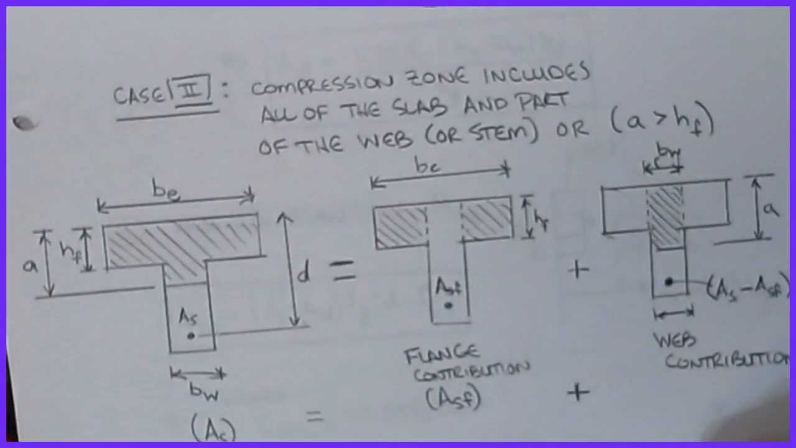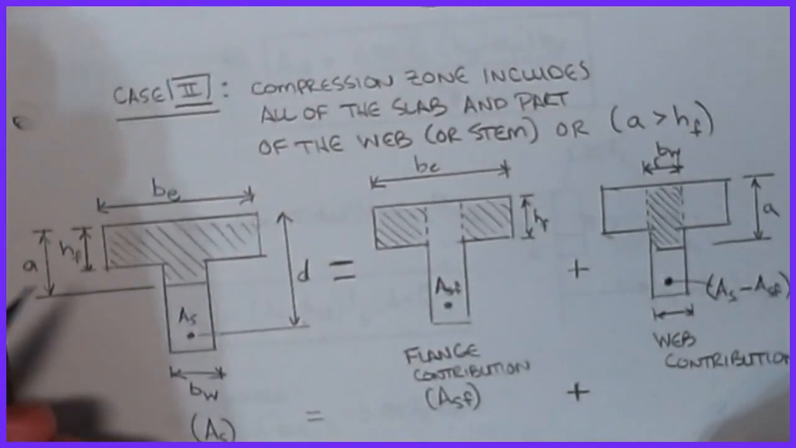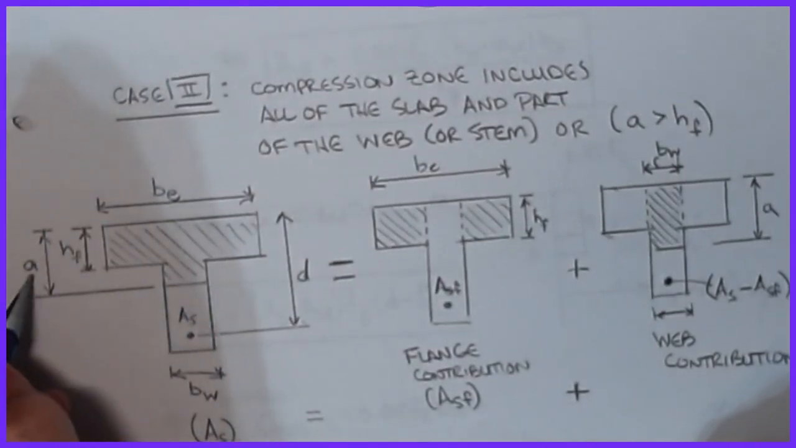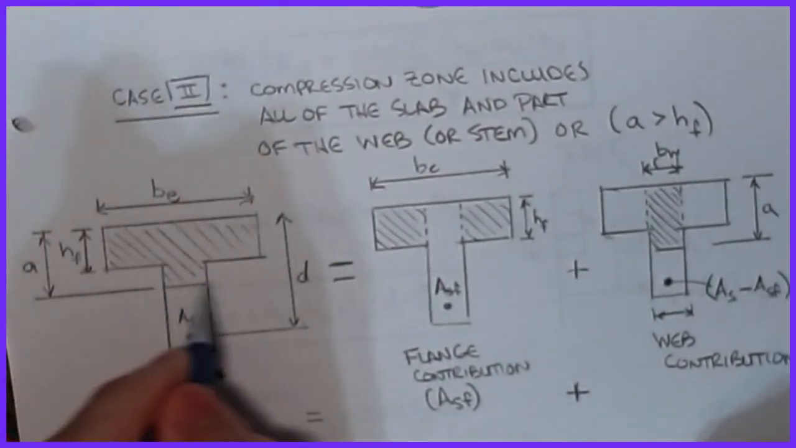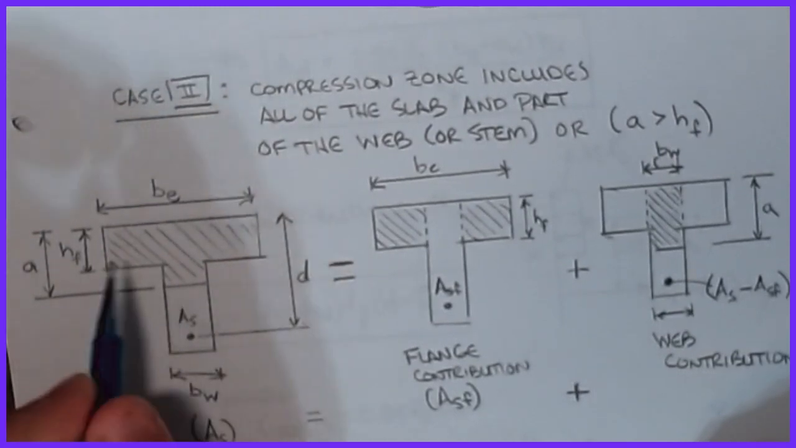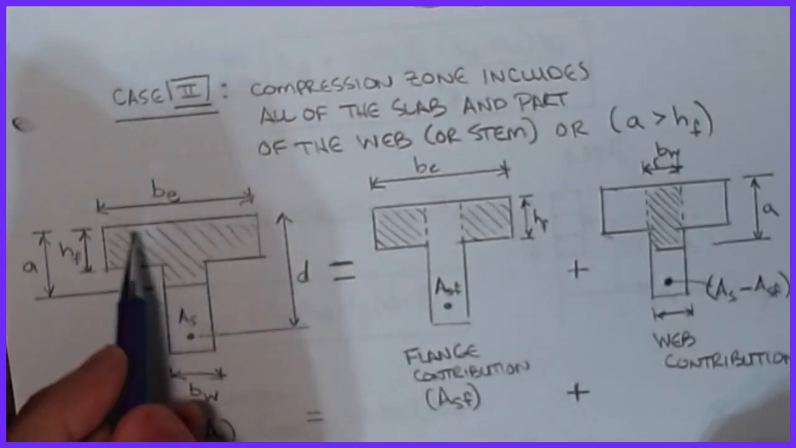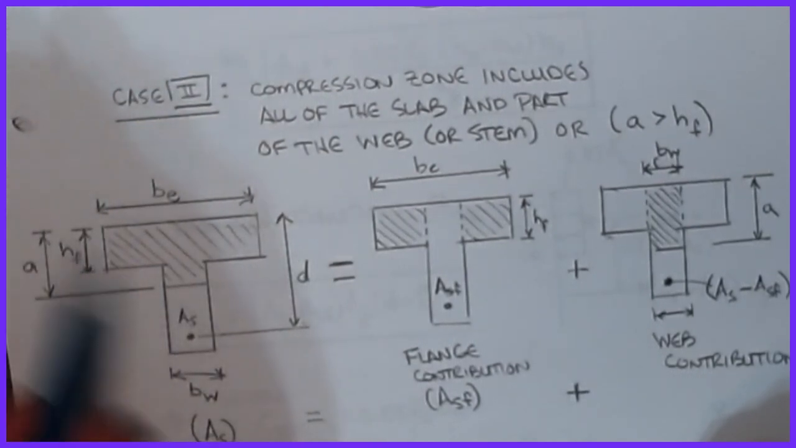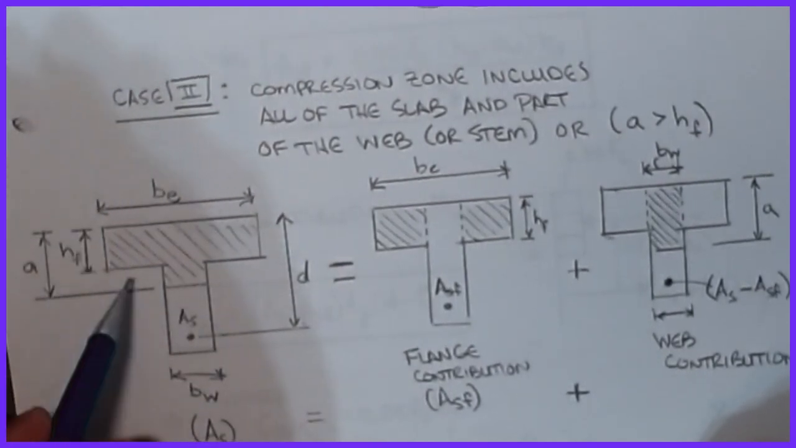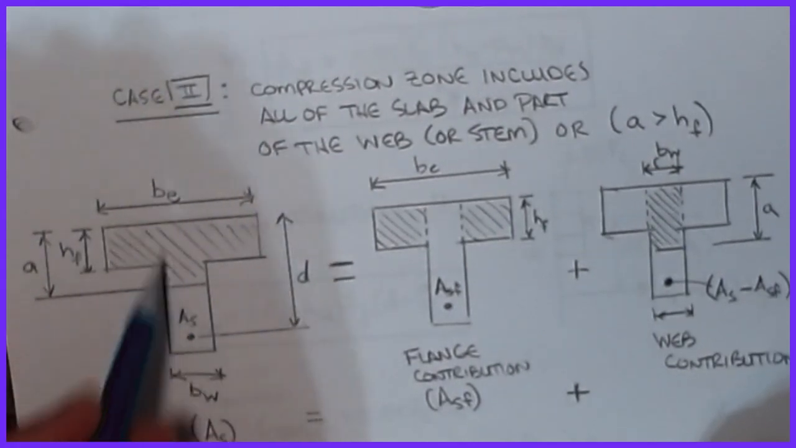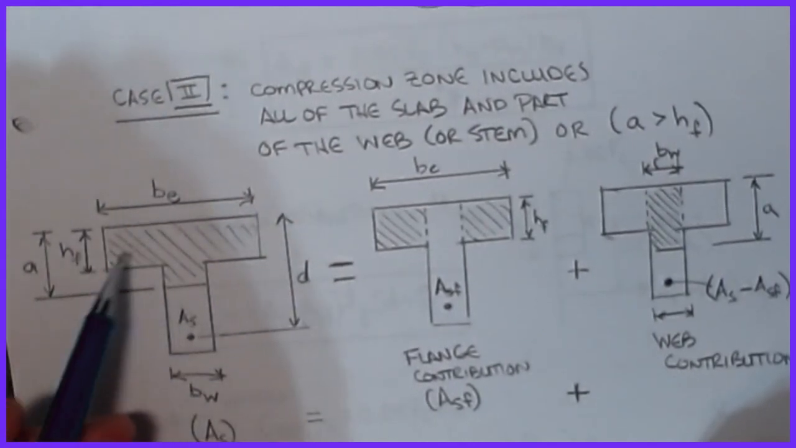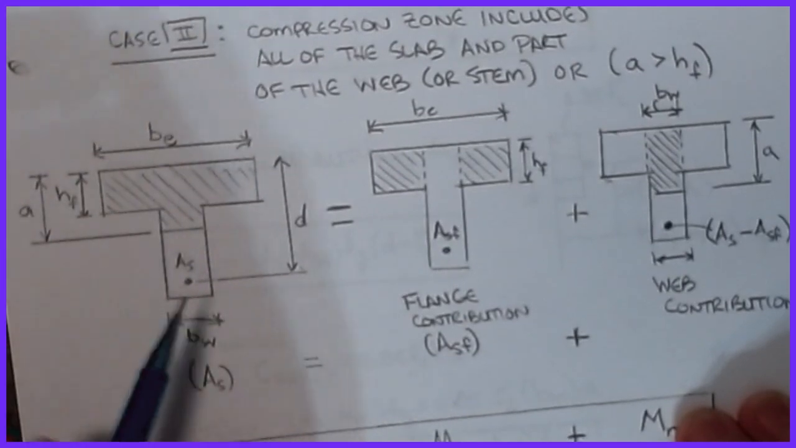Our second case then is the scenario where the depth of that Whitney block, A, drops down into the stem of the web of this beam, okay? And so just like what we did with doubly reinforced sections, or even singly reinforced, where we were trying to figure out which of these cases controls, it's the same kind of idea that's happening here.